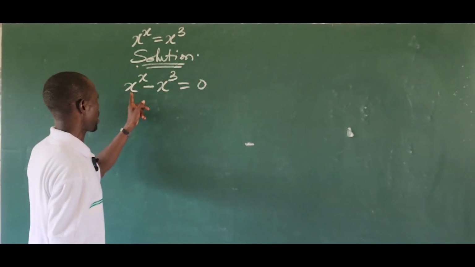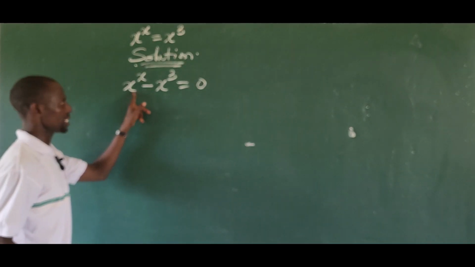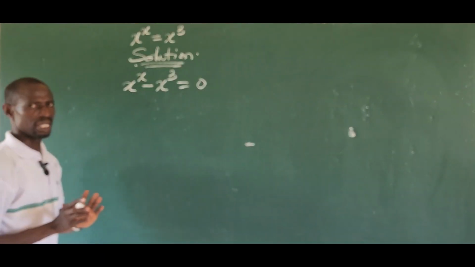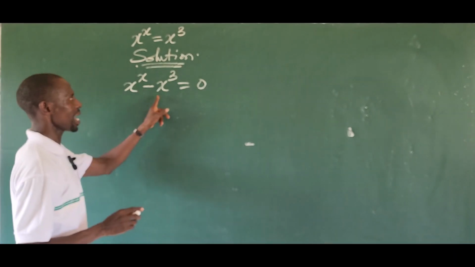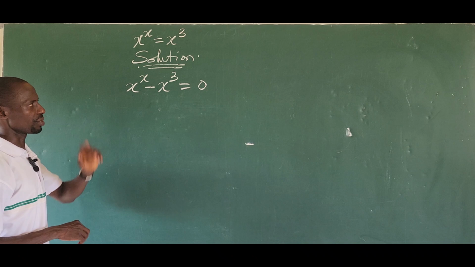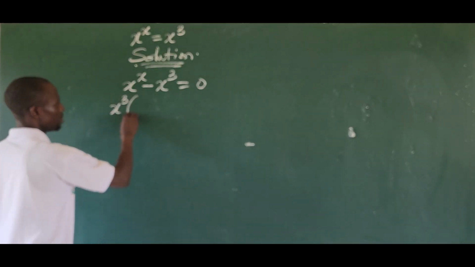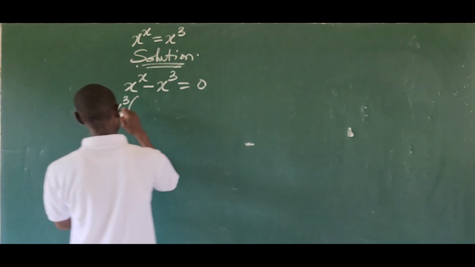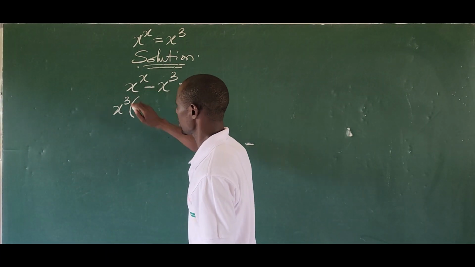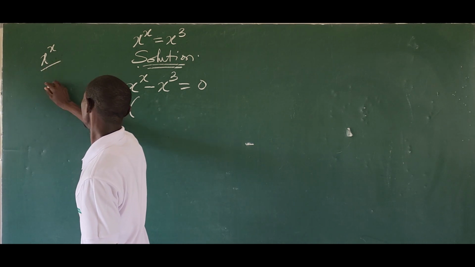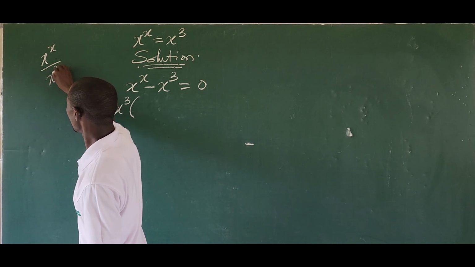Now we are having x as the base here and we're having x as the base here. So what we want to do here now is this. We want to factor x to the power of 3 from both sides of this equation. So this is going to give us x to the power of 3 brackets. If we use this to divide this, let's quickly do it here. We're going to have x to the power of x dividing our x to the power of 3.